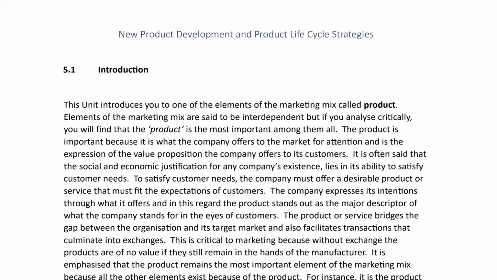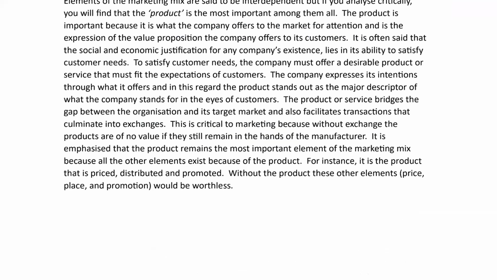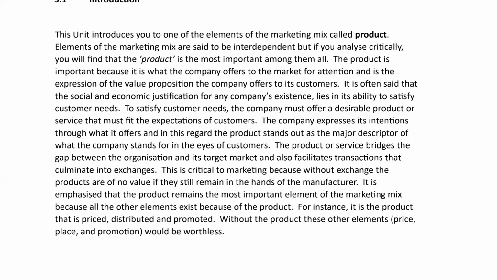You will understand that the product is actually one of the critical and important elements of the marketing mix. I defined the marketing mix last time just as the set of tools that an institution or an organization uses so that they can manage to acquire customers or make a market. Those tools, and the product is actually one of them.